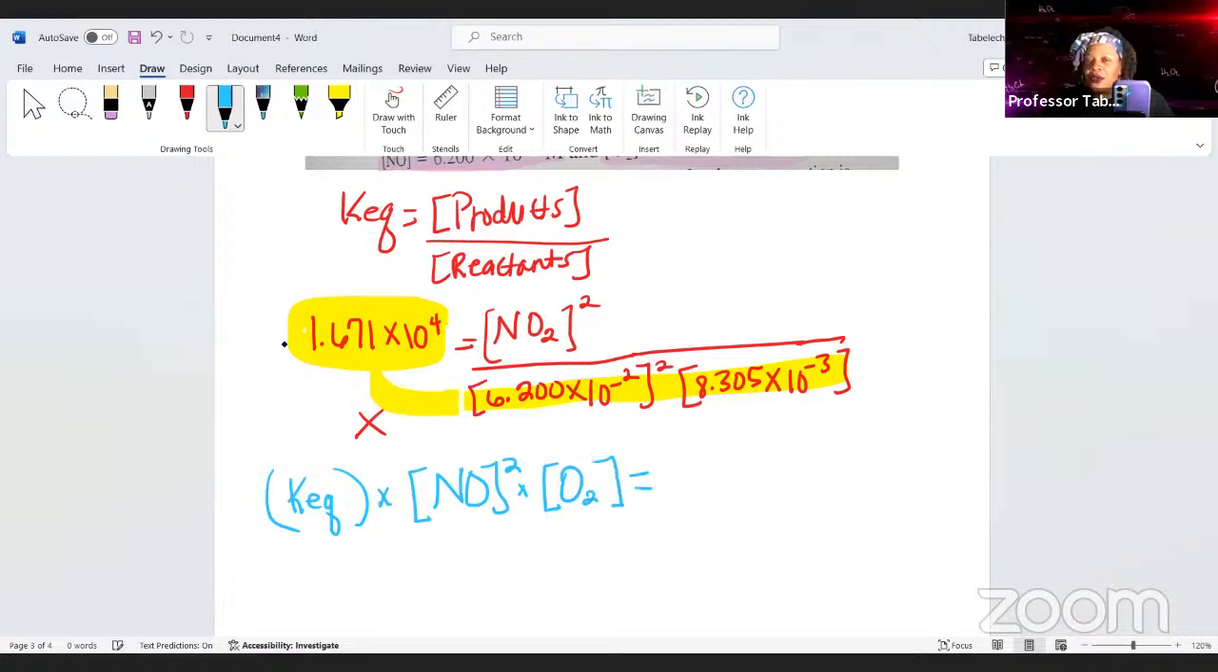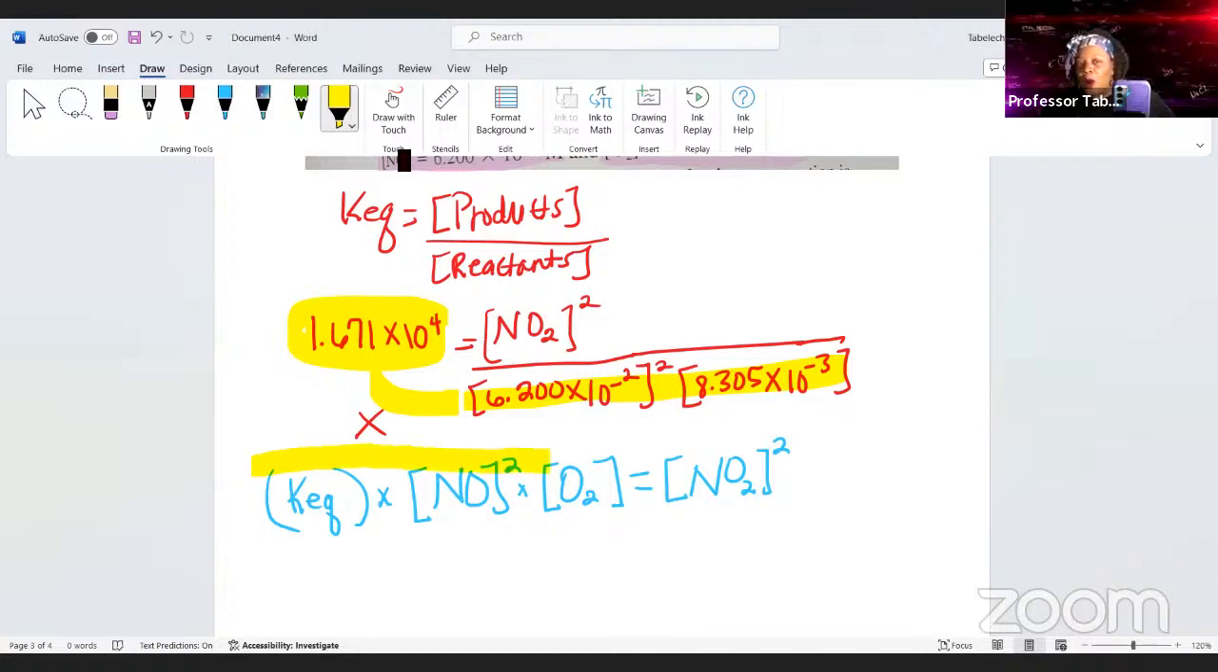That's equal to NO2 squared, okay? So what we've got here in yellow, and let me go ahead and highlight that, we're going to multiply those three numbers. And that's what I'm talking about right here, okay? We're going to multiply those three numbers. That's why I put that there, okay?